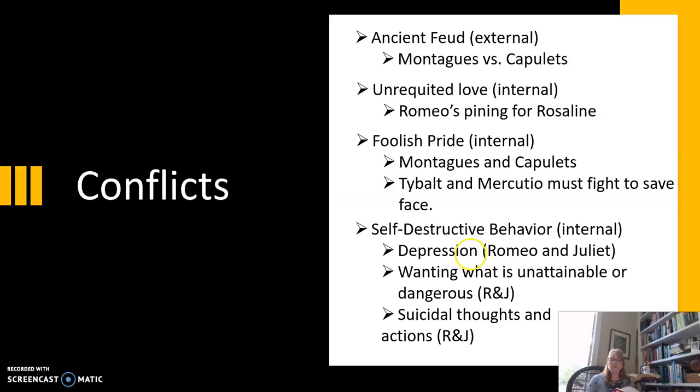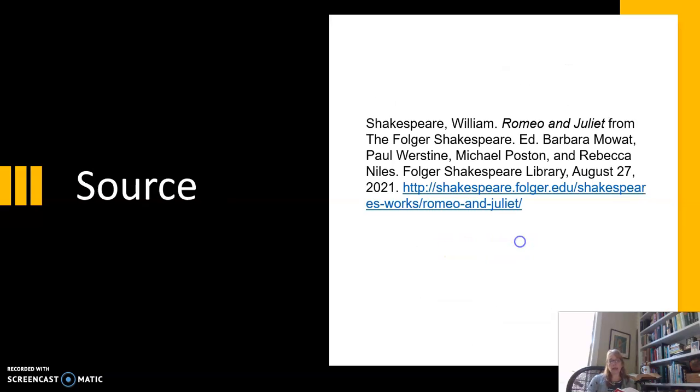There is self-destructive behavior in this play, internal conflict running throughout. Depression, Romeo and Juliet, both. They have suicidal thoughts, which is an important idea in this play that we shouldn't just brush over. They need some mental health counseling. And they both are self-destructive in wanting what is unattainable and dangerous for both of them throughout the play.